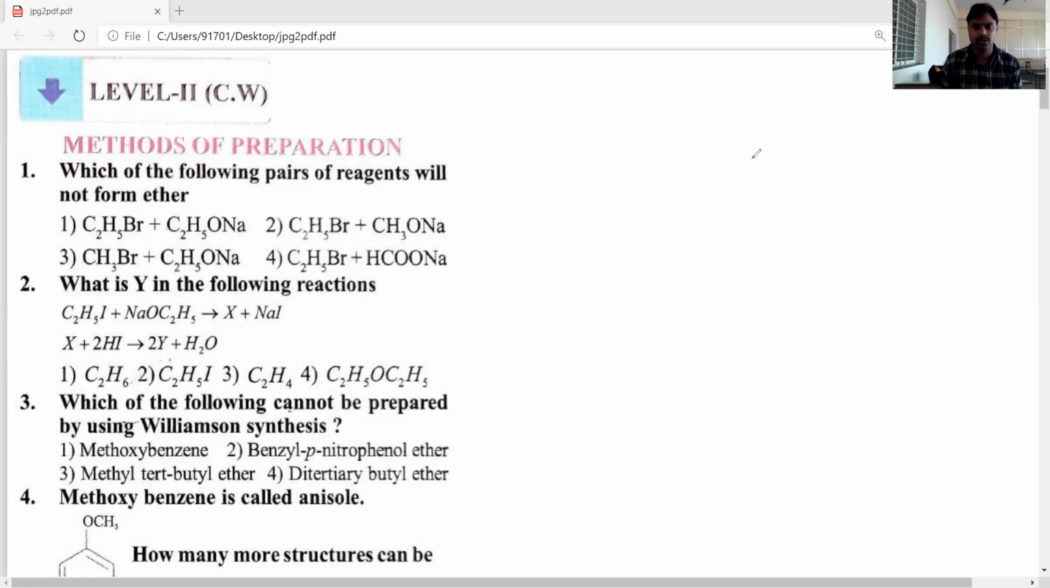Ethers preparation methods. We know very well. The well-known ether preparation method is Williamson ether synthesis. The first one is Williamson's ether synthesis. See, in the Williamson ether synthesis, alkyl halides react with sodium alkoxides.